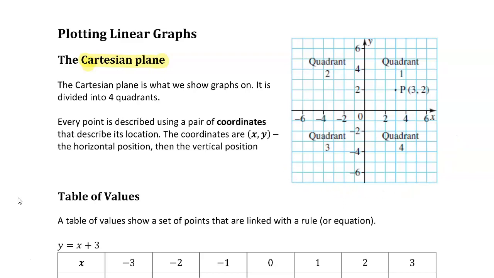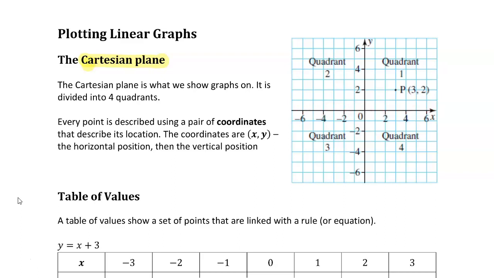It is divided into 4 quadrants. So quadrant 1, 2, 3, and 4. And see how it goes round in that anti-clockwise direction. Okay. And of course we've got our y-axis and our x-axis. Our y-axis is our vertical one. Our x-axis is our horizontal one.